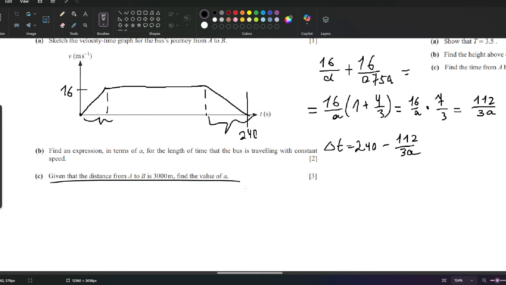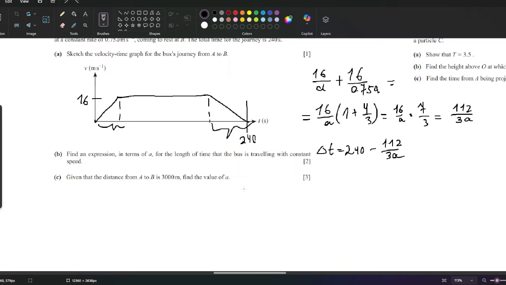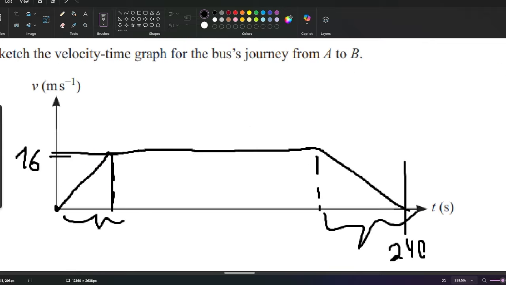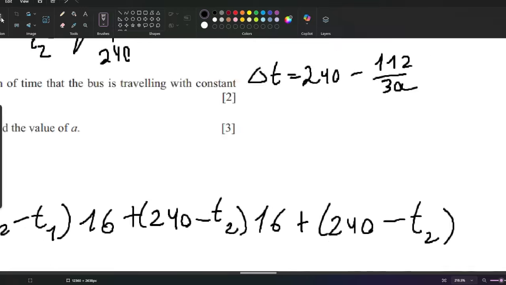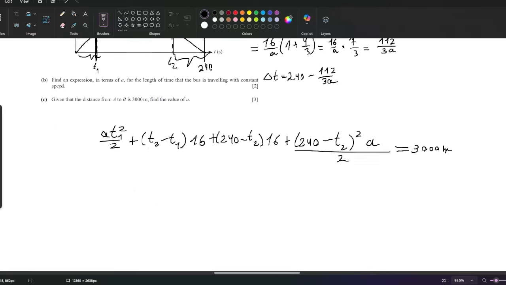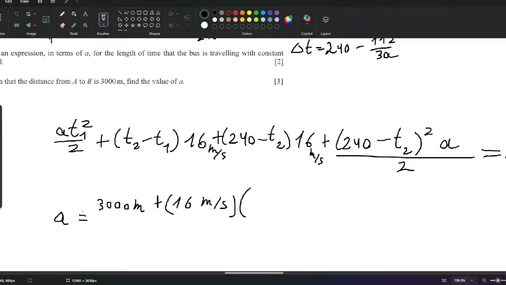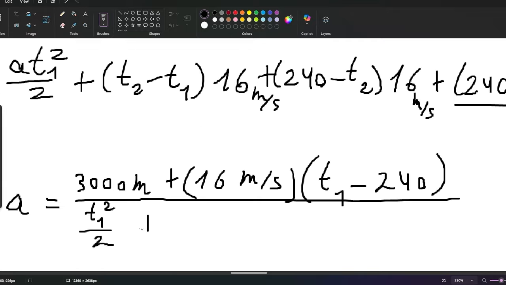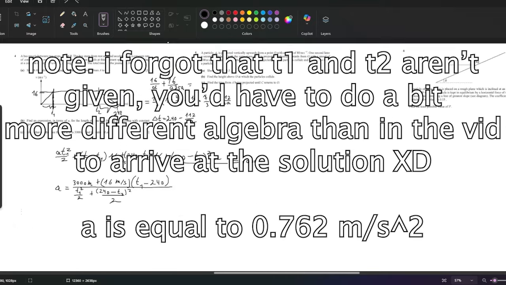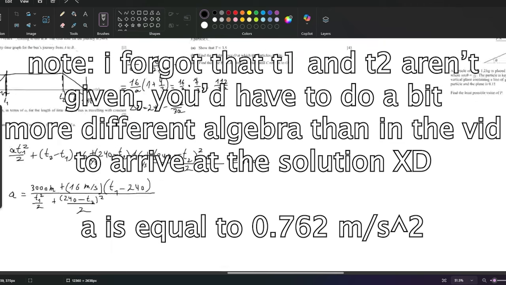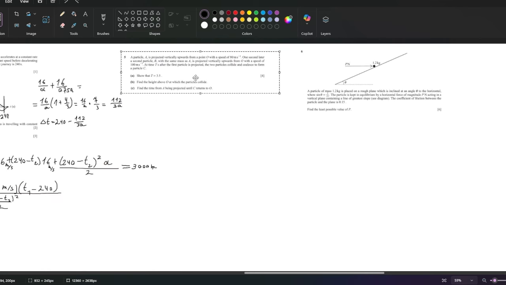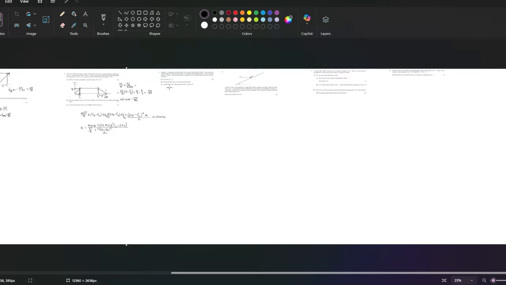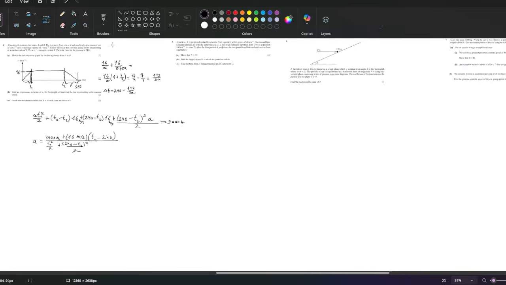Well, alright, let's work with that. Acceleration. I didn't need to show anything more than that. Okay, now the fifth part. In total we have 8, I think, yeah.